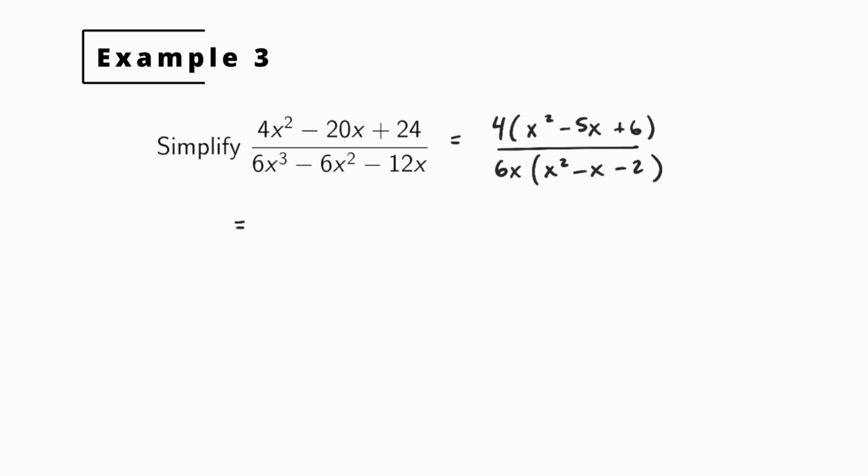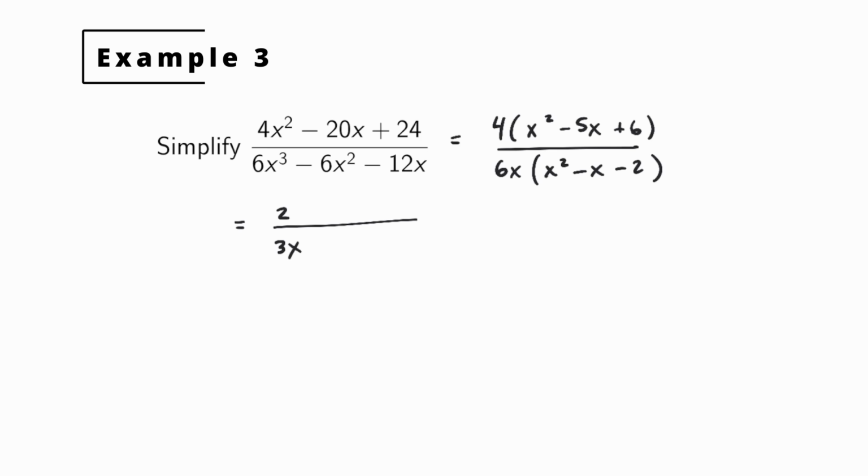Okay, now we still need to keep factoring. When we have this quadratic trinomial in the numerator and denominator, we need to factor those. But first, we can cancel out common factors from the numerator and denominator that we have already. So namely, we have 4 in the numerator and 6 in the denominator. They have a common factor of 2. So if we cancel that out, we'll be left with 2 in the numerator and 3x in the denominator now.